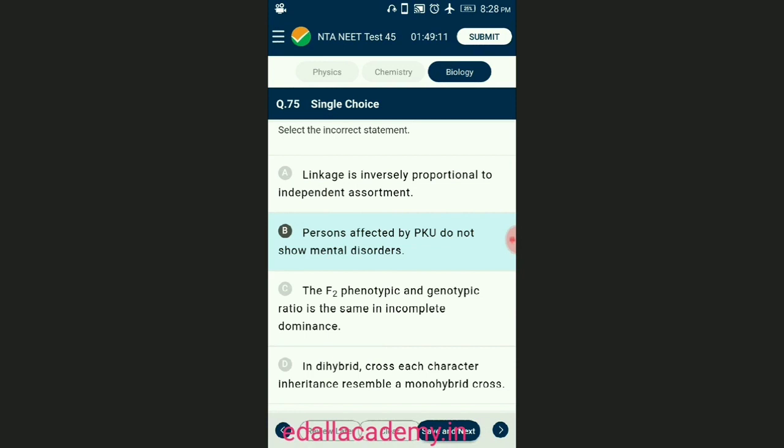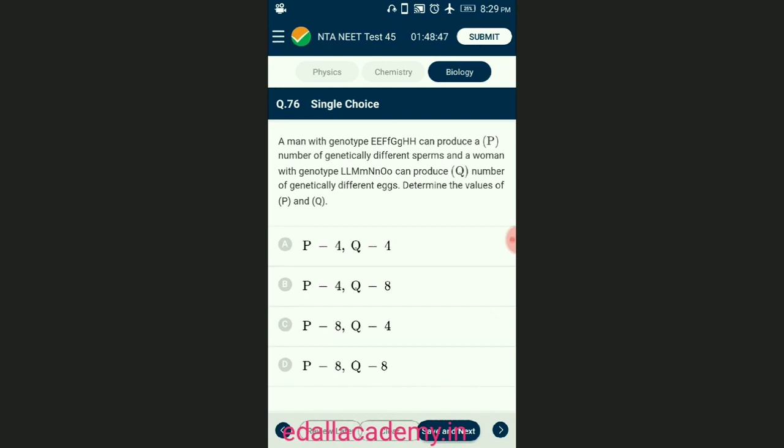Question number 76. A man with genotype capital E, capital E, capital F, small f, capital G, small g, capital H, capital H can produce P, this number of genetically different sperms, and a woman with genotype capital L, capital L, capital M, small m, capital N, small n, capital O, small o can produce Q, the number of genetically different eggs. Determine the values of P and Q.